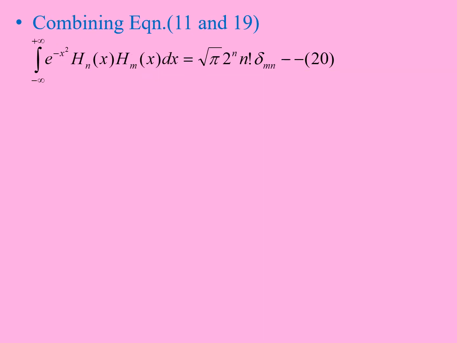So now if you combine these two equations, 11 and 19, then you can write the integral from minus infinity to infinity e power minus x squared Hn of x Hm of x dx is equal to square root of pi 2 power n n factorial delta of mn. So when m is equal to n, you have the value square root of pi 2 power n n factorial. If m not equal to n, then this value is equal to 0. So this is the orthogonal property of the Hermite polynomial. Thank you.